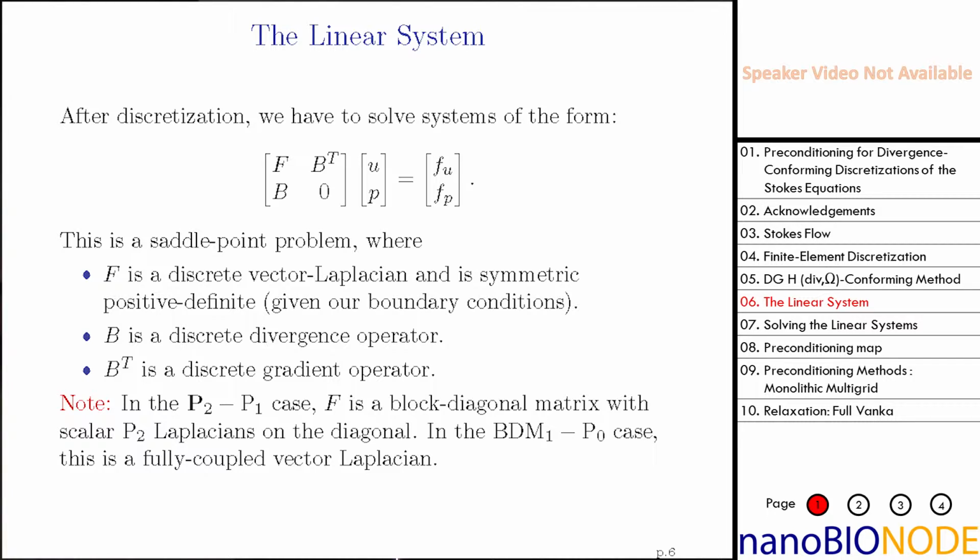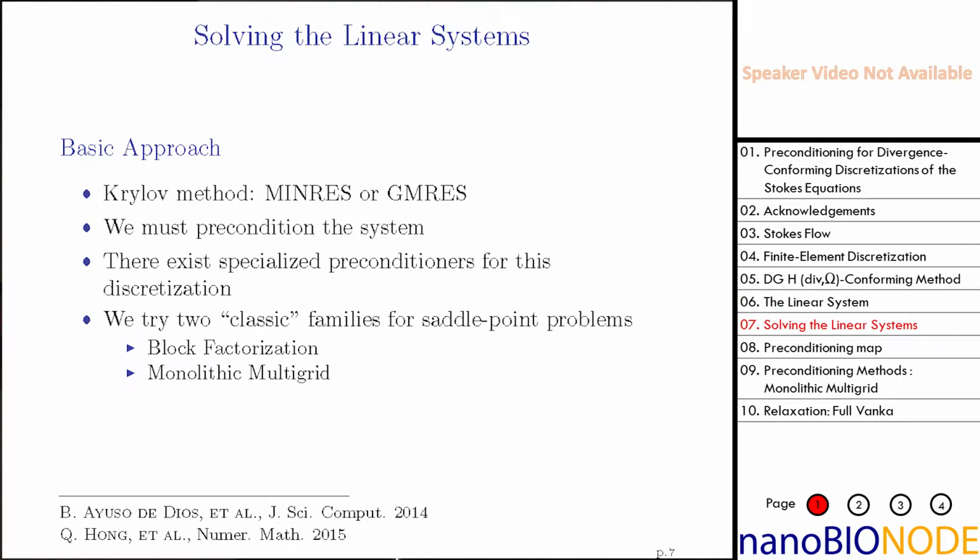And so if you're familiar with the Taylor-Hood discretization, this F ends up looking like two scalar Laplacians on a diagonal. These BDM elements are vector elements, and so this is a fully coupled vector Laplacian. So to solve these systems, we're going to use a Krylov method, either MinRes or GMRes. And we're going to use a preconditioned version of these.